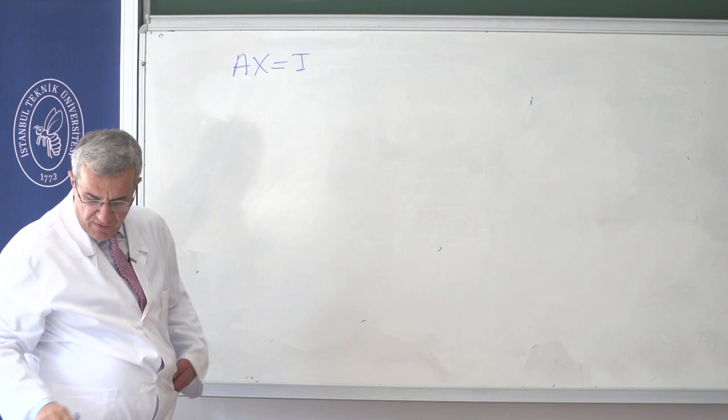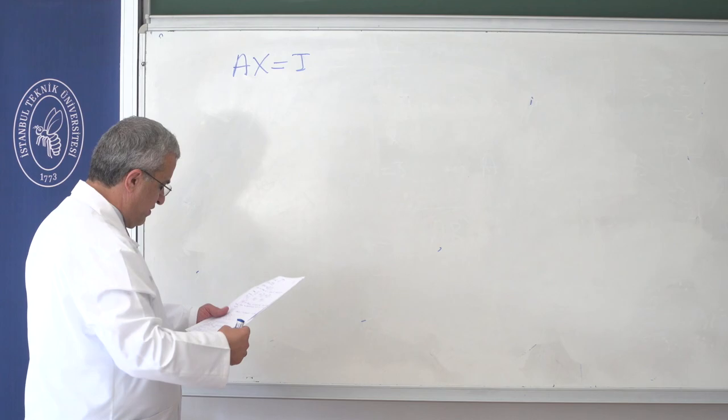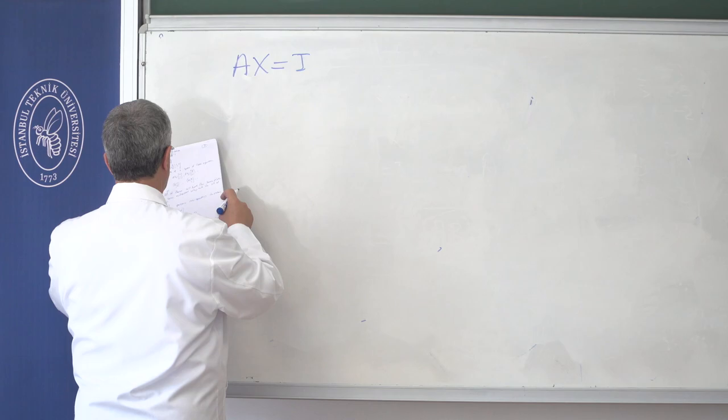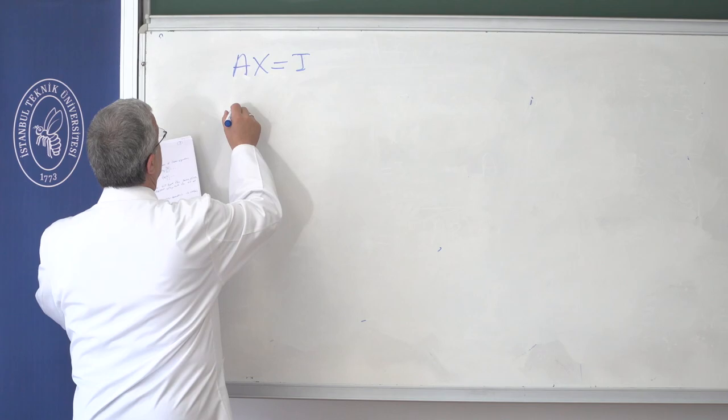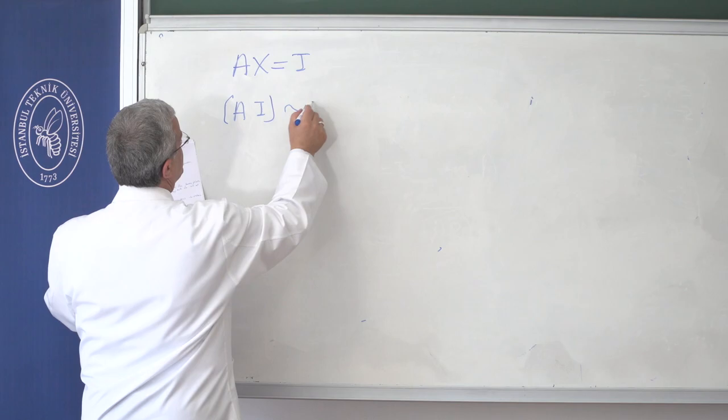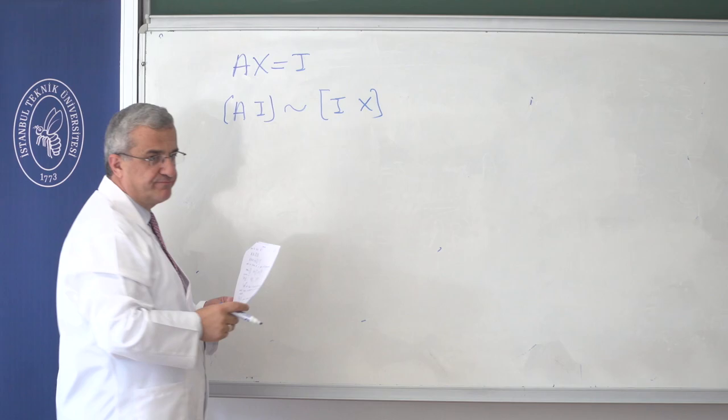We will take A and I, like we did before, and by performing some operations, we will come to some I and X. Okay?